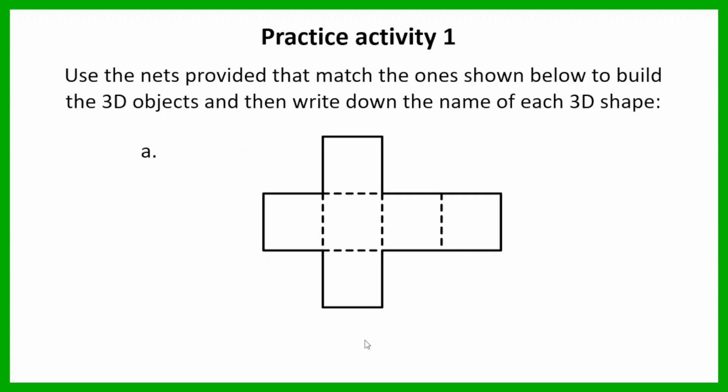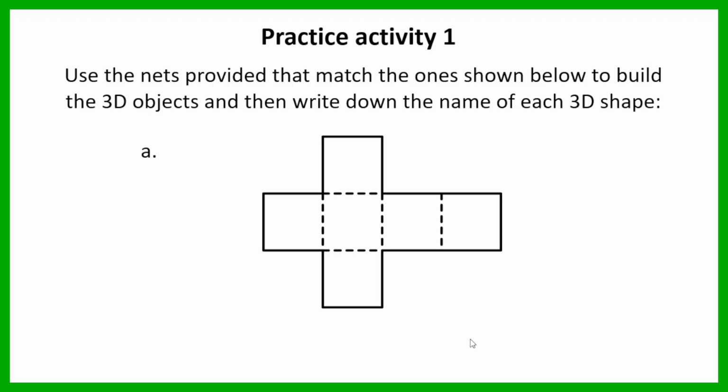Okay, so what you're going to do to build it is you're going to cut it out on the solid lines, and then you're going to fold on all the dotted lines and use glue to stick all the tabs down in order to build your model. Once you've built it, I want you then to write down the name of the 3D object that you end up with. Okay, so I want you to just quickly pause the video to go and do that, and then you can come back and we can have a look at what you should end up with.